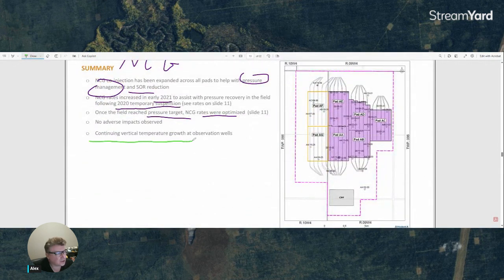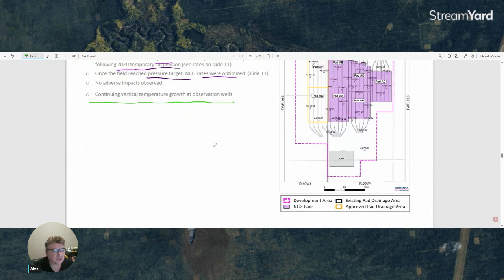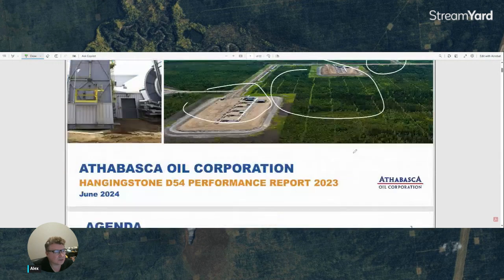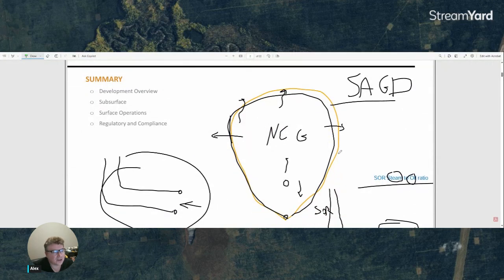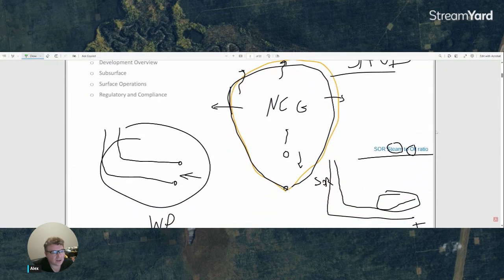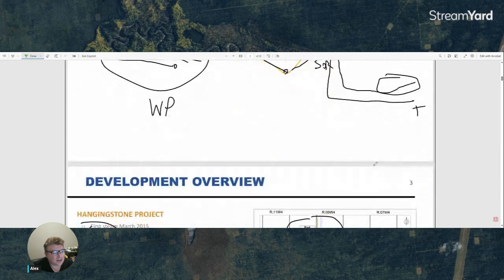Continuing vertical temperature growth at observation wells. So they're continuing healthy development of the steam chambers. If we were to look back, what did we cover today? Let's do a quick summary. We looked at the Athabasca Oil Sands asset called Hangingstone. We talked about chamber development, SOR in the context of NCG.